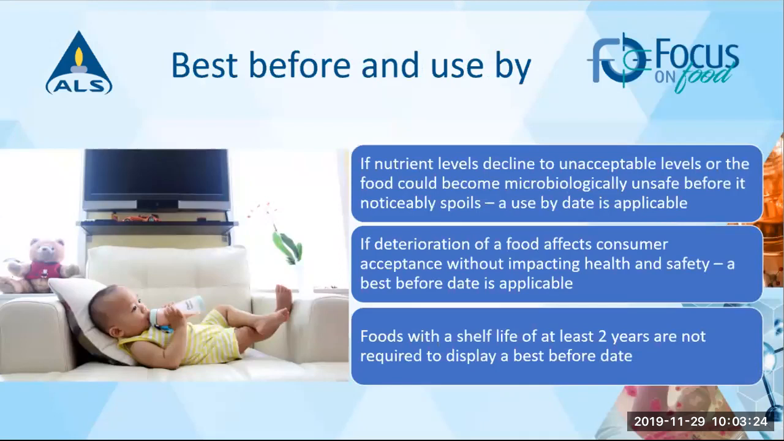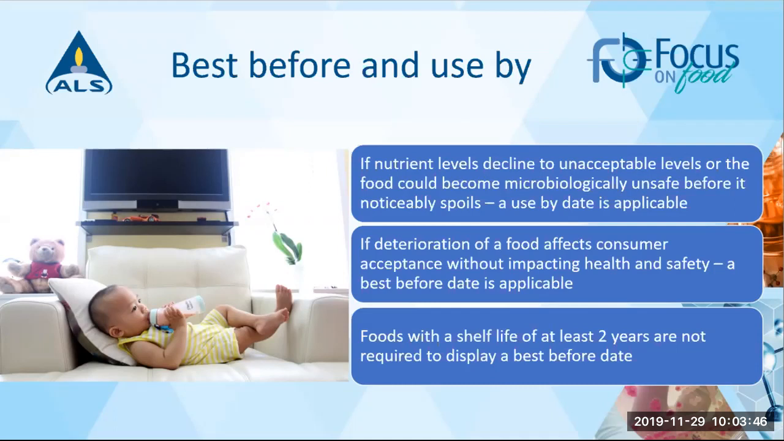In Australia, the requirement to add a best before or use by date to packaged foods is regulated by standard 1.2.5 of the Food Standards Code. It's called date marking of food. This standard states the legal position that defines whether a use by or best before date should be applied.